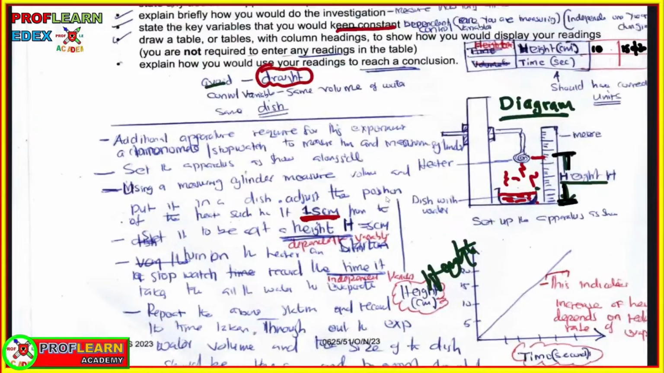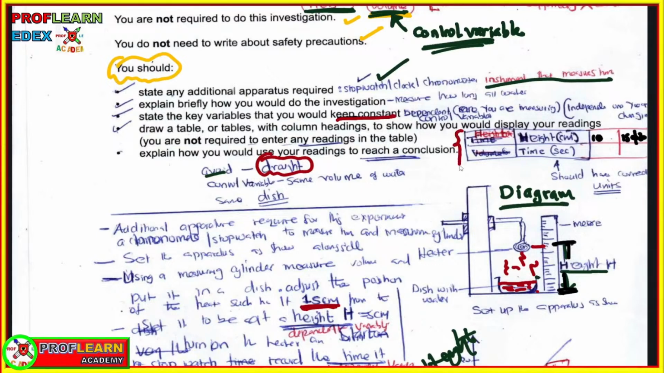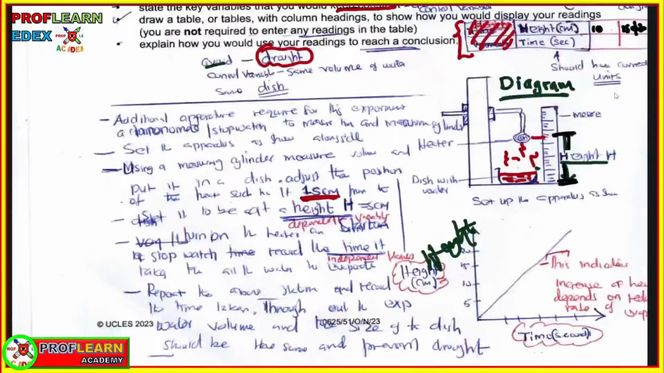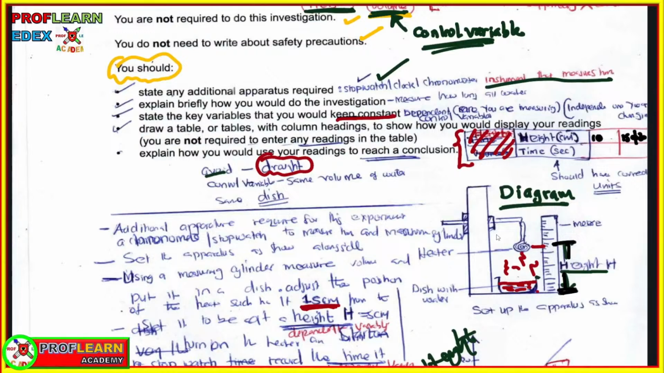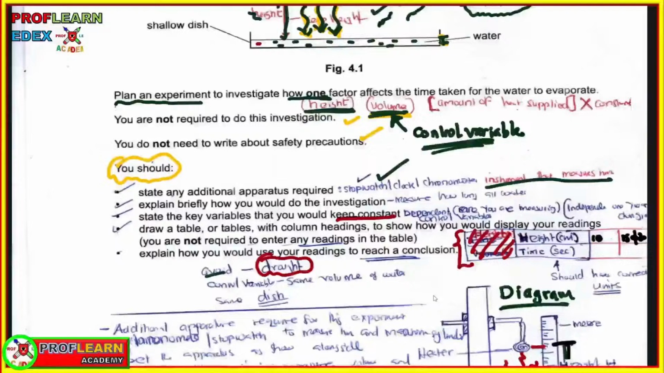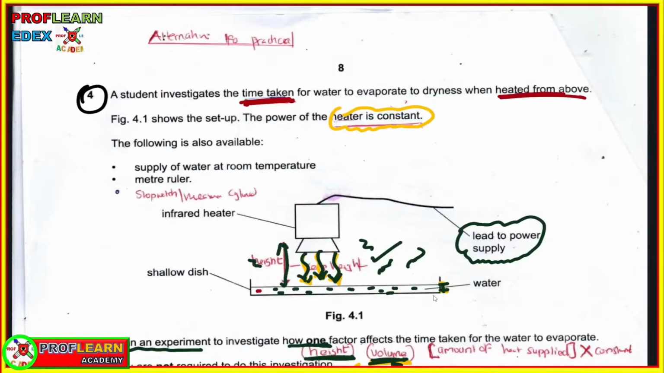And now you need to refer back to the table that you have decided you're going to fill in. Once you have collected the data, and you have given the table to be used, you need to explain how you will use your readings to reach the conclusion. Maybe you can say you are going to plot a graph of height against time, and probably you are going to get a straight line, which indicates that as you increase the height, the time also increases. So basically, this is how you answer this type of question.